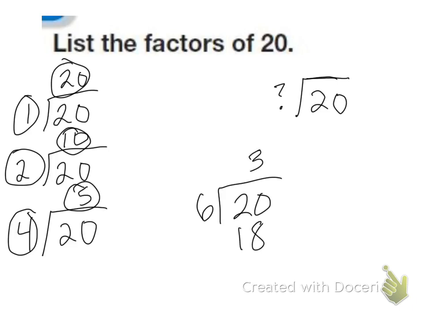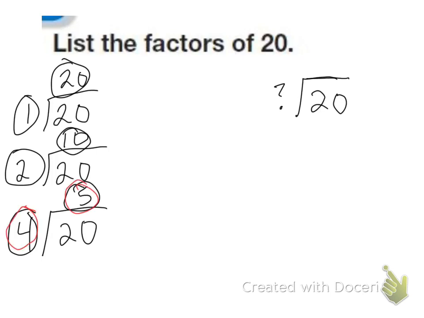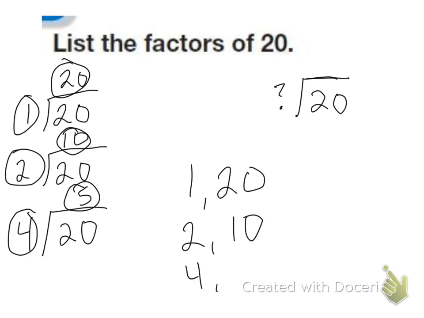and that's 18, so that doesn't work either. And that's the same with 7, 8, etc. Once you get to the point where you have 2 factors next to each other that divide a number, you know you're finished. So my factors of 20 are 1 and 20, 2 and 10, and 4 and 5.